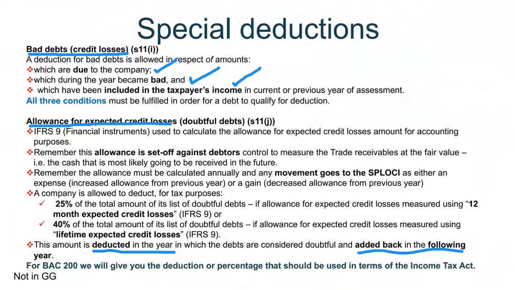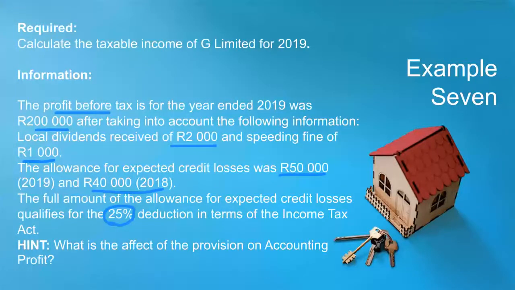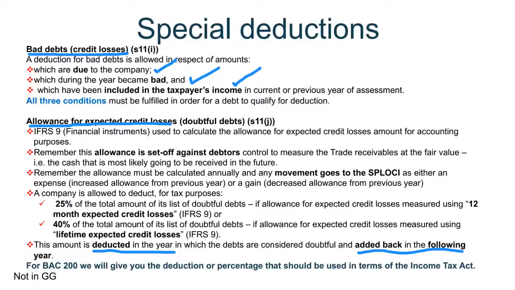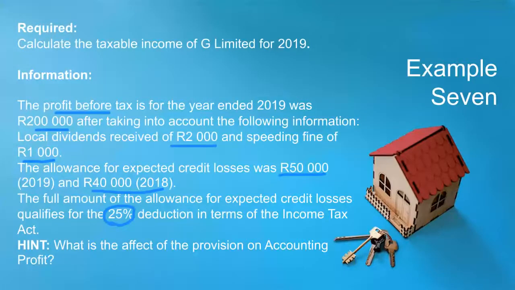Okay, and so that's part one. Part two is, we need to deduct the closing balance. So what is the closing balance here? The closing balance is 50,000 rand. So we're going to deduct 25% of 50,000 rand. The last step is to add back the opening balance. The opening balance is 40, so we'll add back 25% of 40,000 rand.